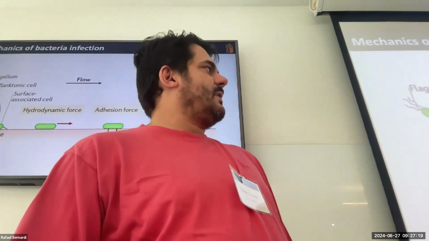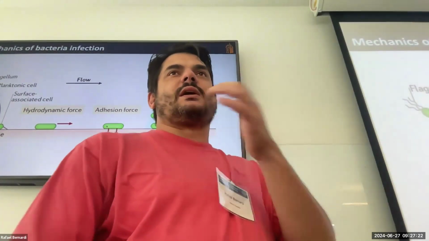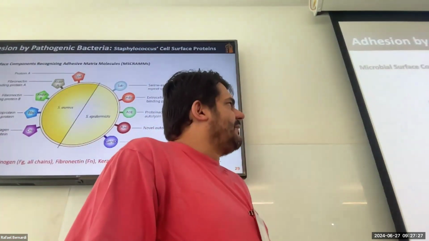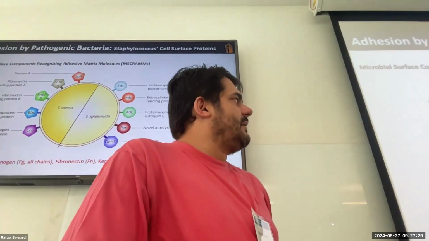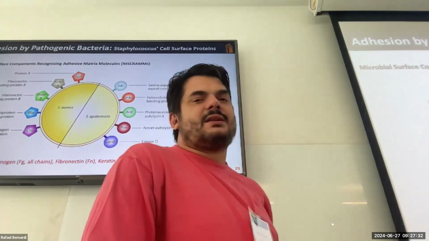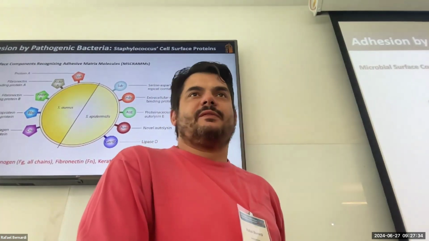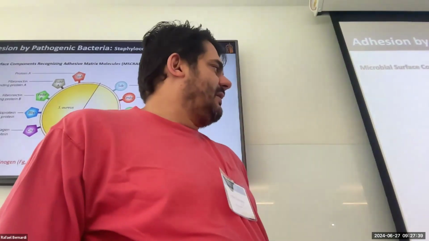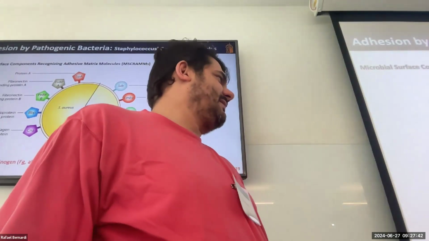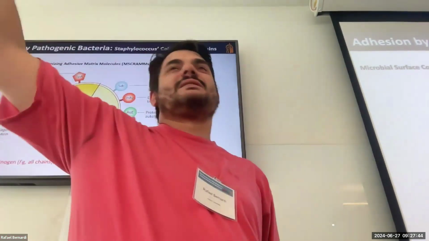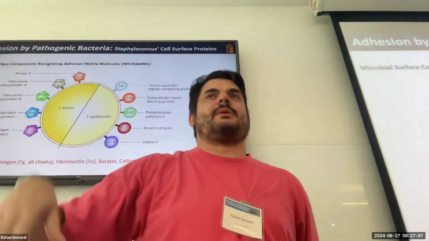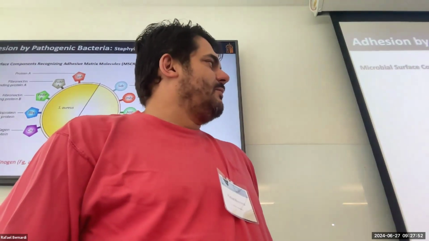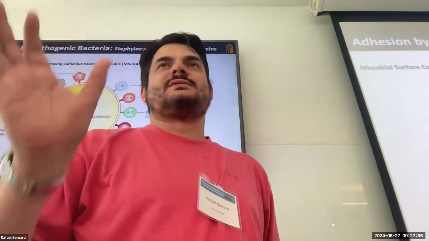So we are interested in this part here, the initial part of the infection, like how they adhere to us. They do that using this kind of famous system, the MSCRAMMs, and these are adhesive matrix molecules that bind to basically everything we have in our extracellular matrix. So they're going to bind to anything like fibrinogen, fibronectin, keratin, collagen, elastin, basically anything. Whatever you have outside of your cells, it can bind. Depending on what you want to bind to, you're going to use a different one, but they all look the same.